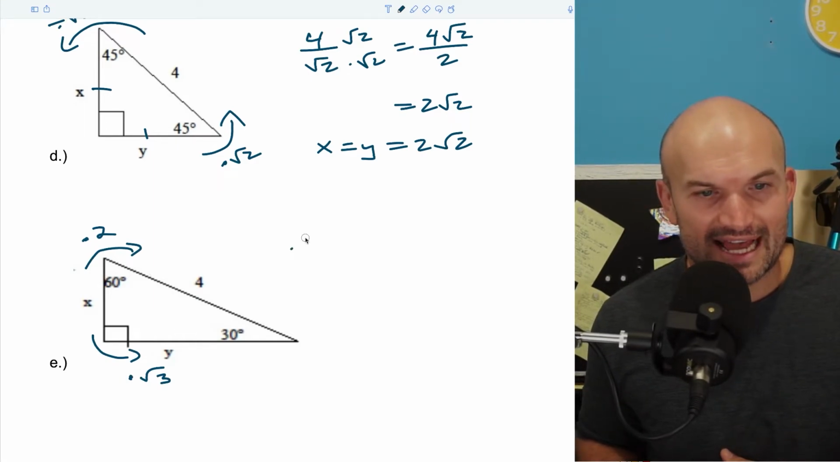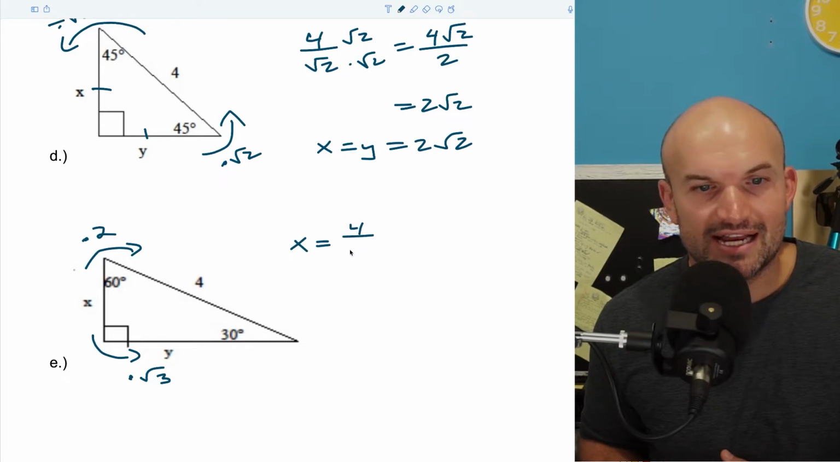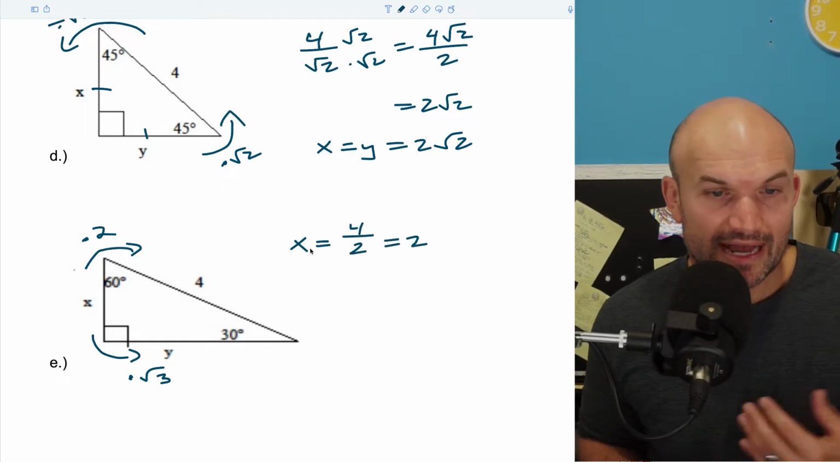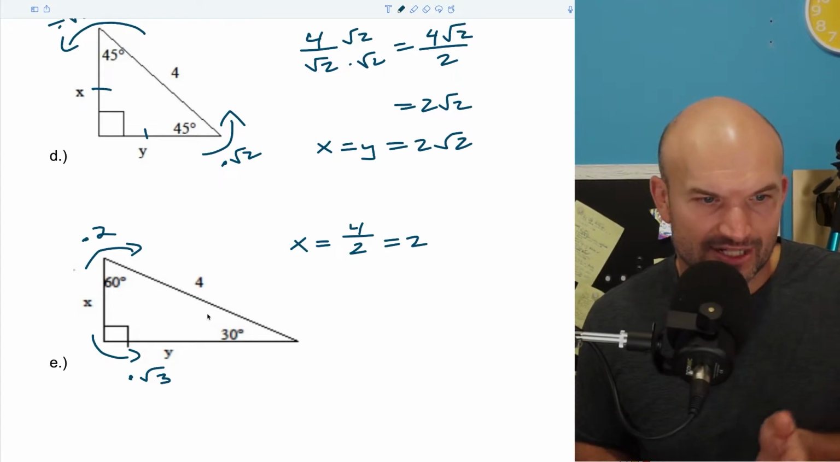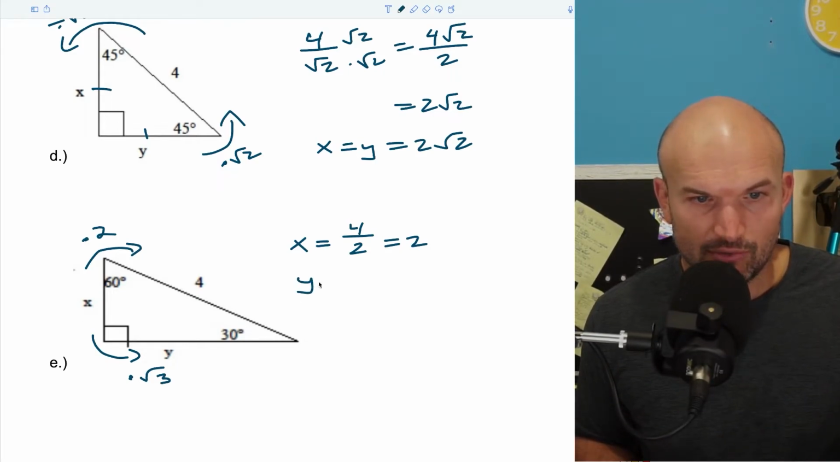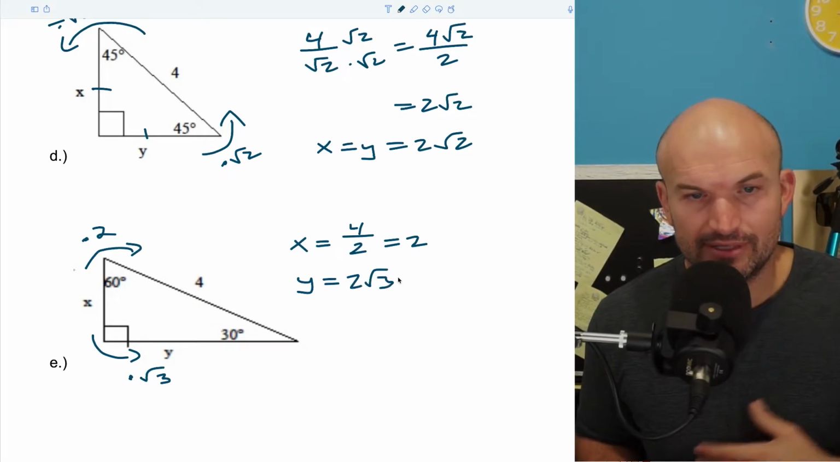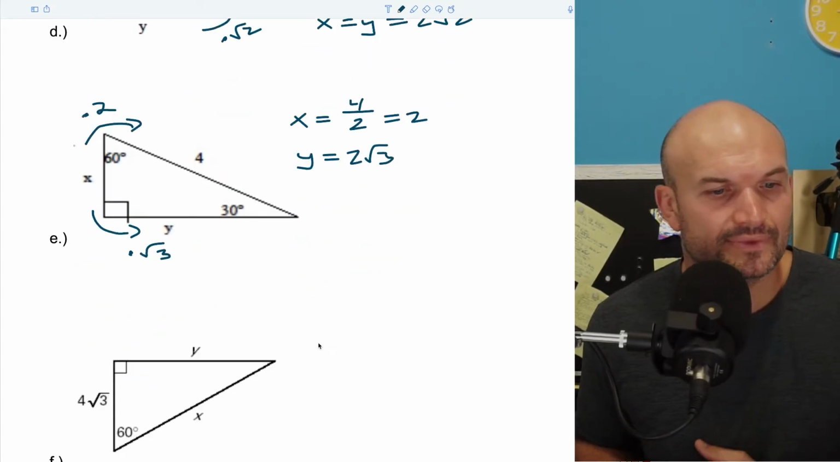So if I want to find x, that's going to be 4 divided by 2, right? Which is just going to equal 2. So now I know x equals 2. To go from x to y, I multiply by the square root of 3. So y is equal to my x, which is 2, times the square root of 3, which is just 2 square root of 3.